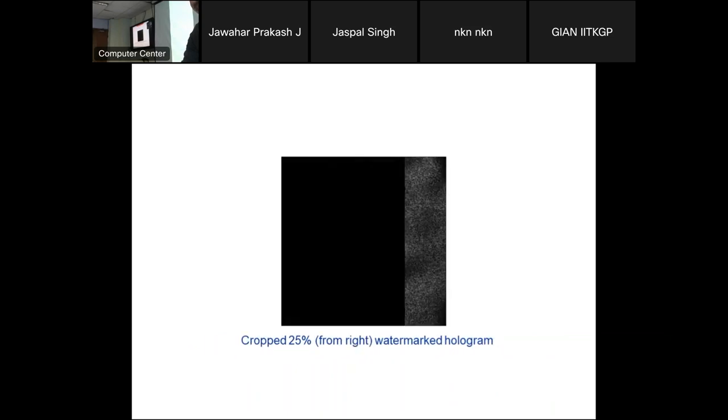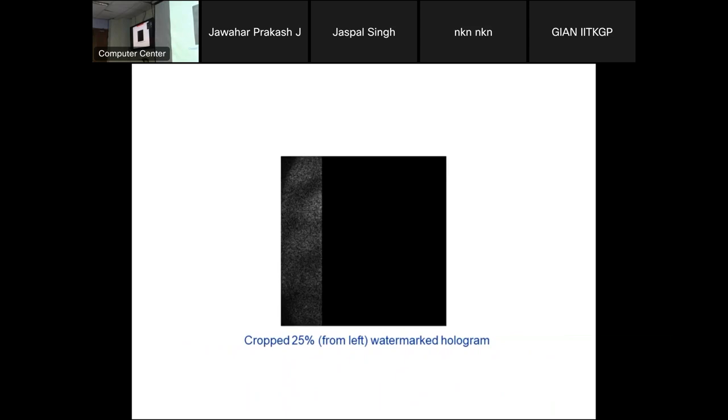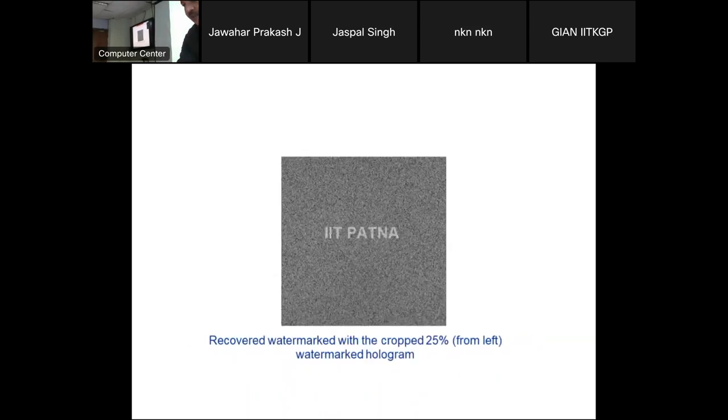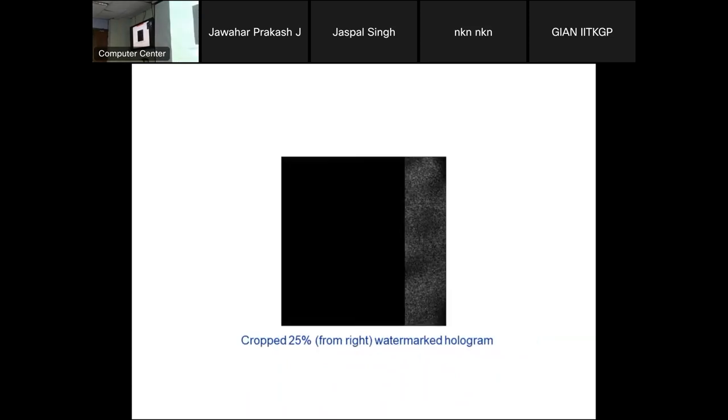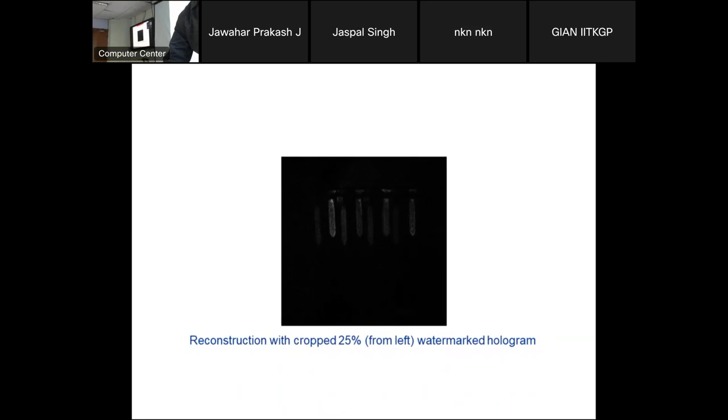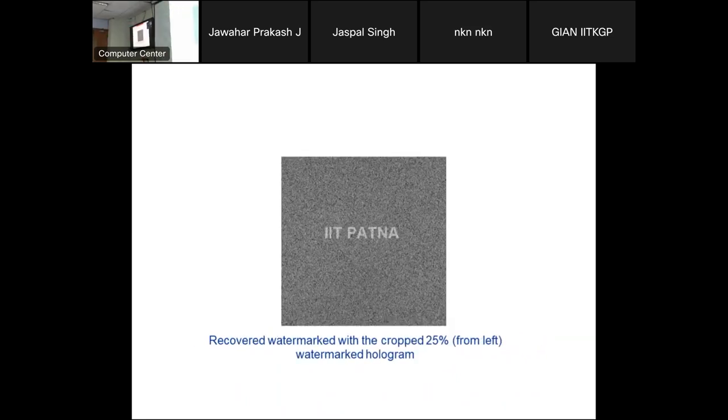Here, this is when you have blocked from the side, either side. I'll show you other impacts, other effects, and still you can recover the watermark with only this much information. So it is, say, one quarter, only 25% data is available with you. Out of the 100% hologram, only one quarter of the hologram is available with you. Still, I am able to not only reconstruct the image, but retrieve the watermark also. So it is very well secured.